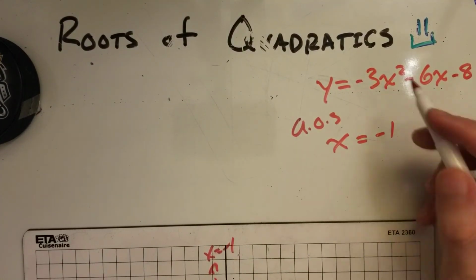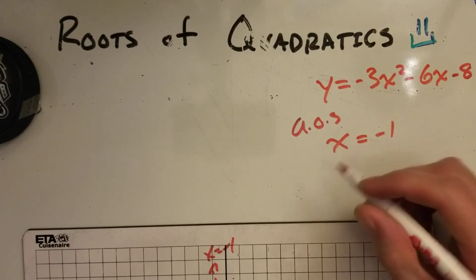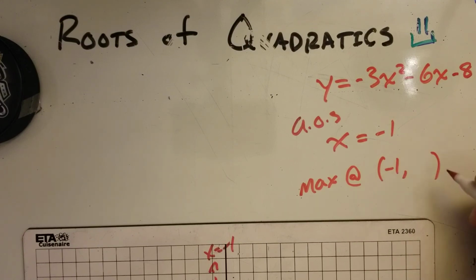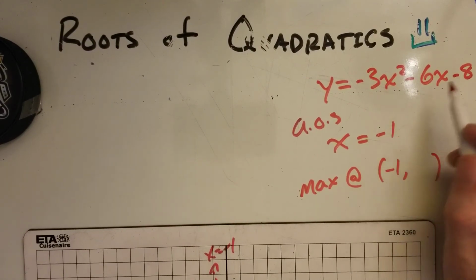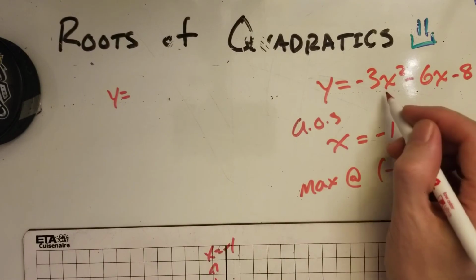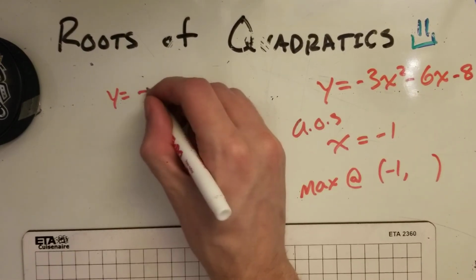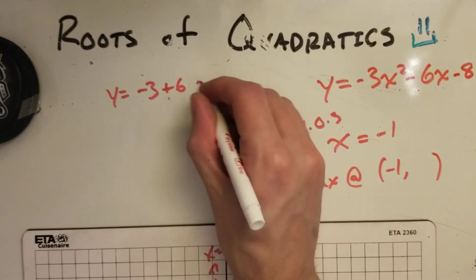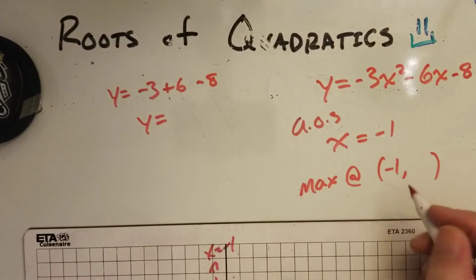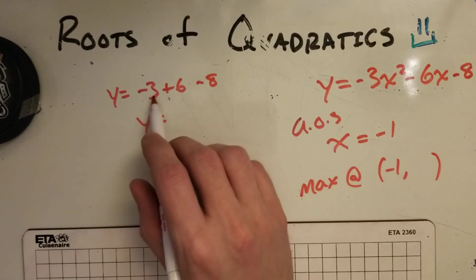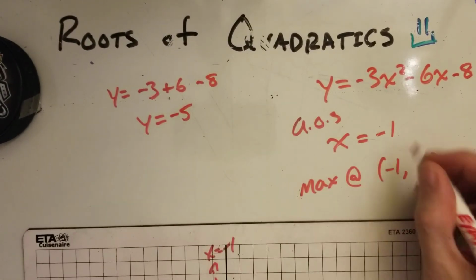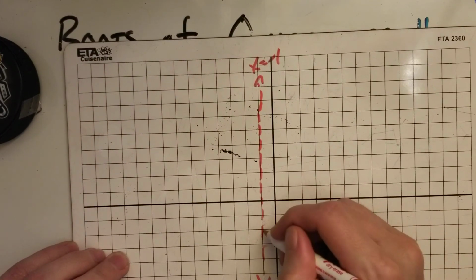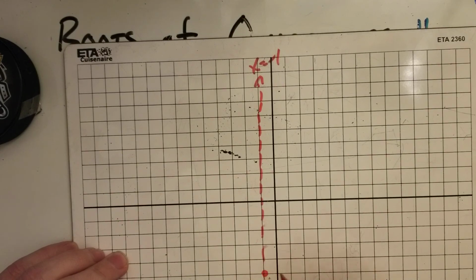And now let's find your vertex. Notice we open downward, so we're going to have a max. Max at negative 1, comma. Well, when you put negative 1 in, I'll do the work over here. Negative 1 squared is positive 1 times negative 3 is negative 3. Negative 1 times negative 6 is plus 6, minus 8. So when your input is negative 1, your output is negative 5. And that is a max.